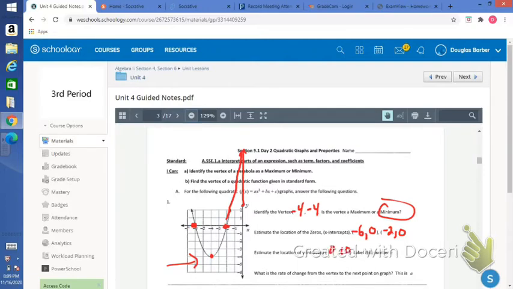And then what is the rate of change from the vertex to the next point on the graph? So here's the vertex. The next point on the graph is here. Rate of change, that's slope. So slope equals rise over run. So you got to go up 1 and then over 1. So you went up, so the 1 is positive. You went to the right, so it's positive. So positive 1 over 1 is 1.